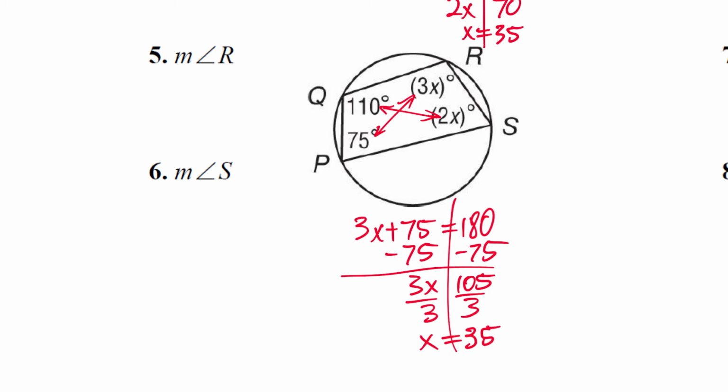Okay. So if x is 35, how big is angle R? It's got to be 105. Just plugging that in. And if x is 35, how big is angle S? 70, which I guess for that matter we didn't even really need, because obviously 75 plus 105 gives us 180 and 110 plus 70 gives us 180.